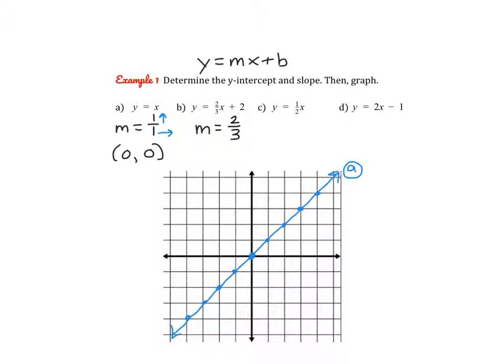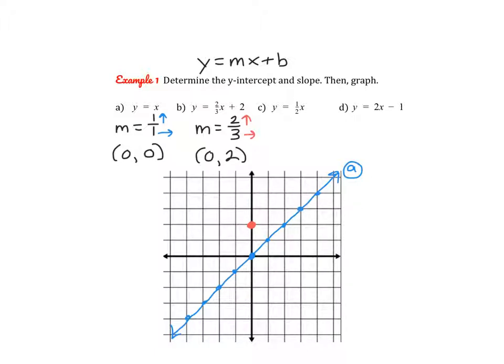So this slope is telling us to go up 2, right 3. I see also that my b value here is positive 2, which means my y-intercept is (0, 2). Remember, we always write it as a coordinate. So start by plotting your y-intercept and then follow your slope.